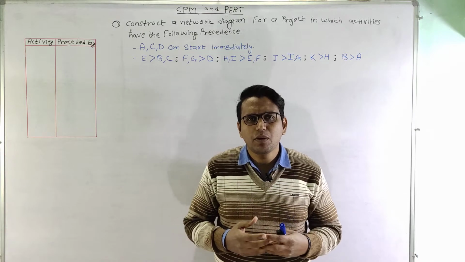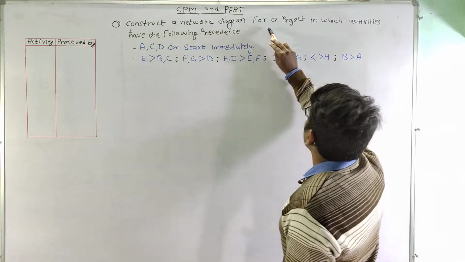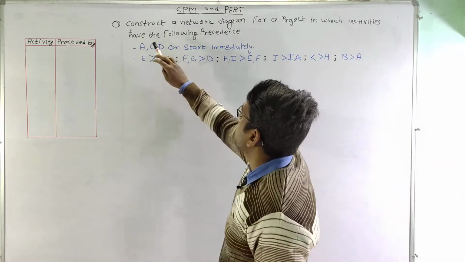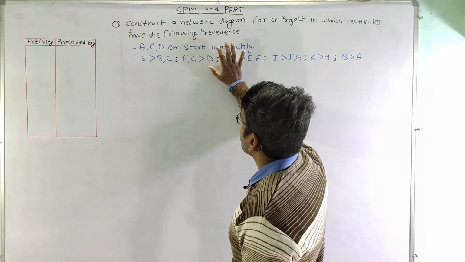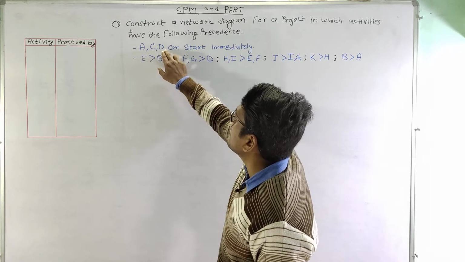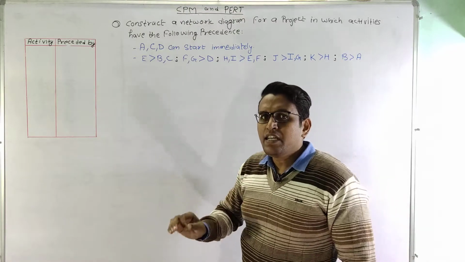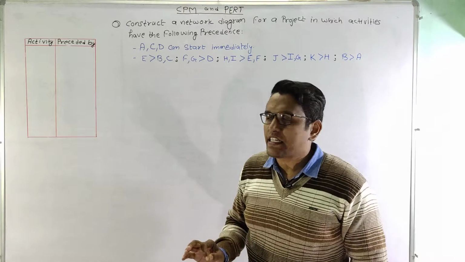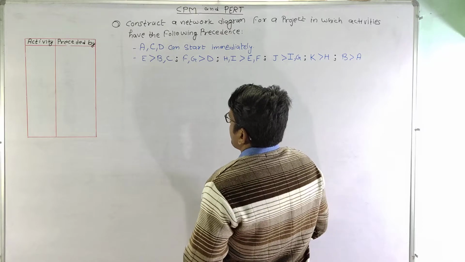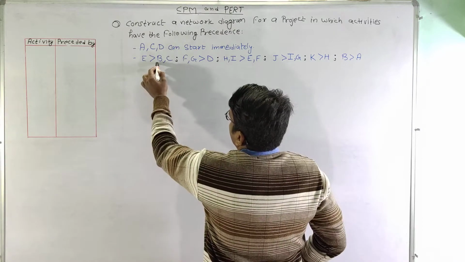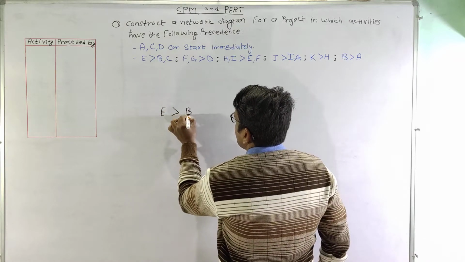So let us quickly move on to the problem. The problem says: construct a network diagram for a project in which activities have the following precedence. Precedence of the activity is given in this form, and it says that activities A, C and D can start immediately. This means that activities A, C and D are not preceded by any activity. So these are unpreceded activities, and now it says that E is greater than B and C. So what this means is E is greater than B and C.